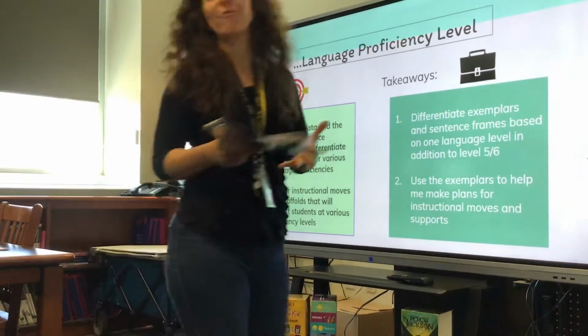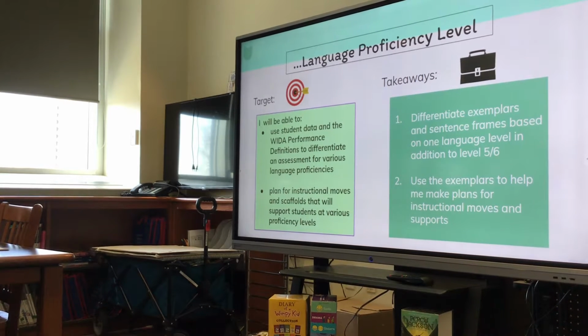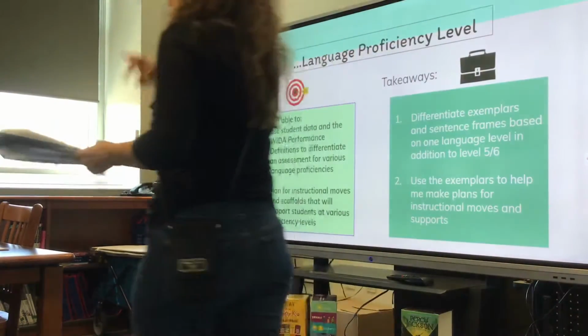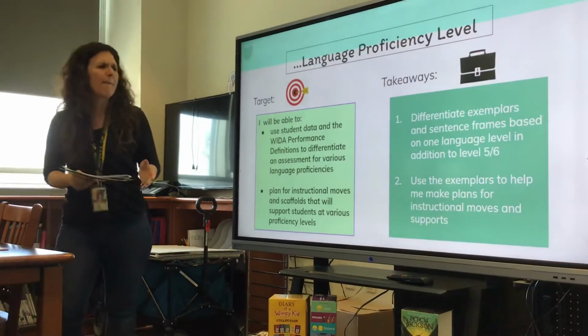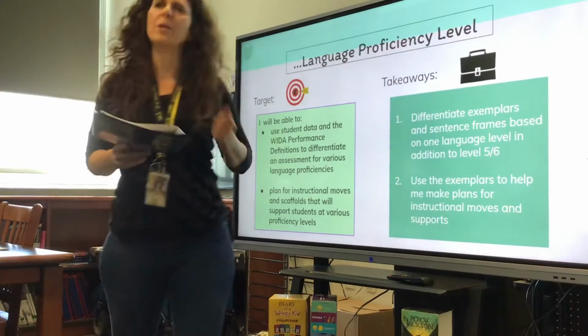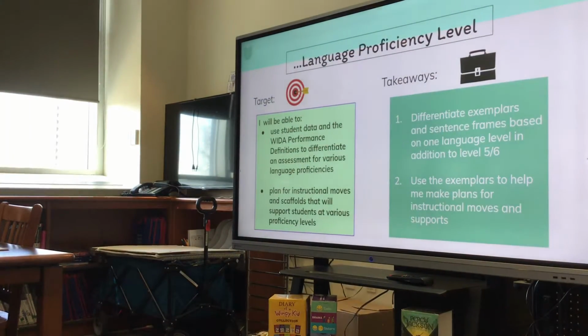So that's what our focus is today. We're going to unwrap it. We're really going to look at the data that you did last time on those can-do charts. Start to think about who those students are in your classroom, and how we now make exemplars that are proficient by that language level, and then how we start to make these instructional moves. Not only what are we teaching, but how are we going to effectively teach this to all of our students? That's our work for today.